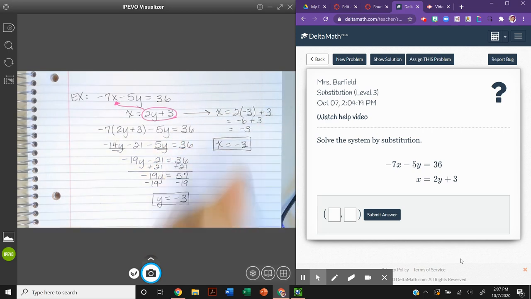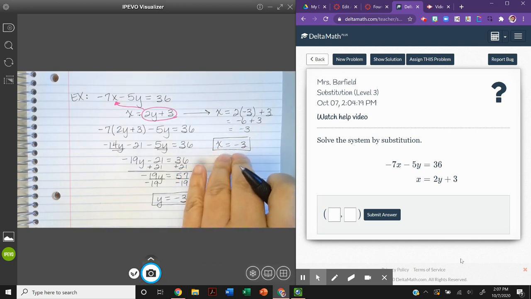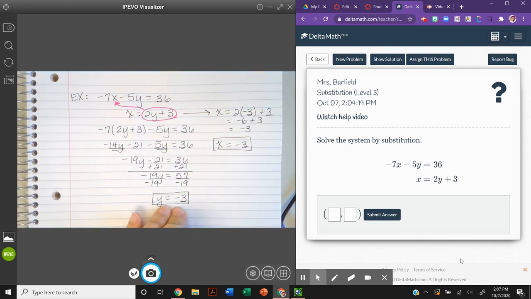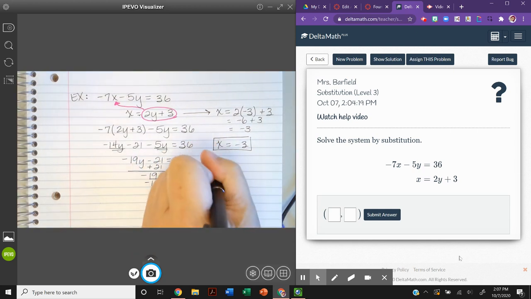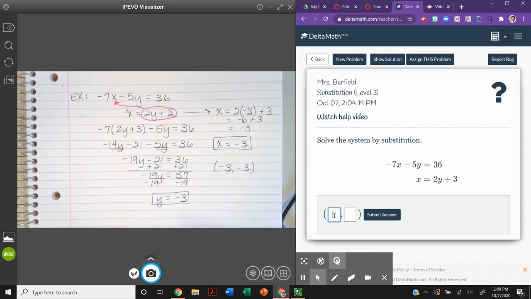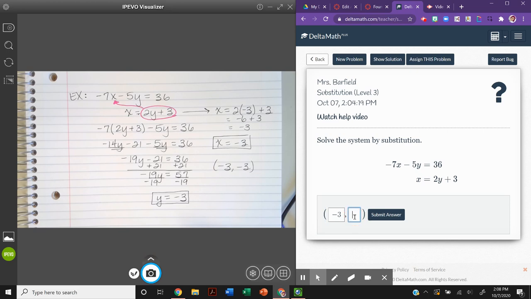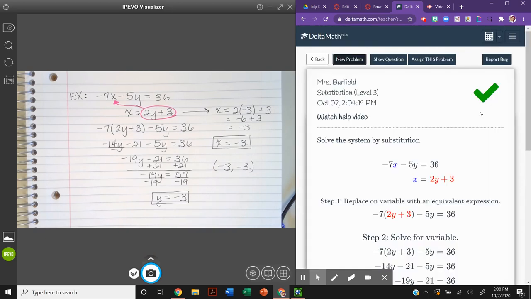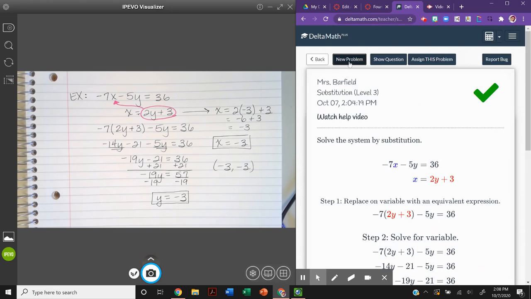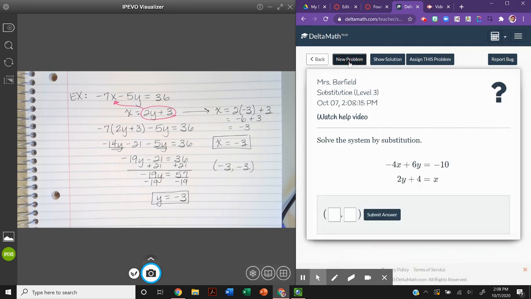Now again, just because I got this answer first, well, they're the same answer, but remember, it's this one that you're typing in first because it's x equals. This is the one you're typing in second because it's y equals. It's not really fair when x and y are the same value. So negative 3, negative 3. Submit my answer. Yes, and I got my green check. Let's do another example and then we'll be done with our video for today.